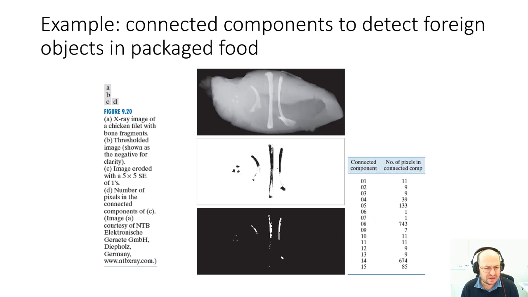And there are a number of applications. This is an X-ray image of a chicken fillet with bone fragments. I don't know what's the use for it. Oh, that's detection. Right, that's detection of foreign objects in packaged food. Yes, so in the food industry, in computer vision algorithms for the food industry, morphological operators are very important.